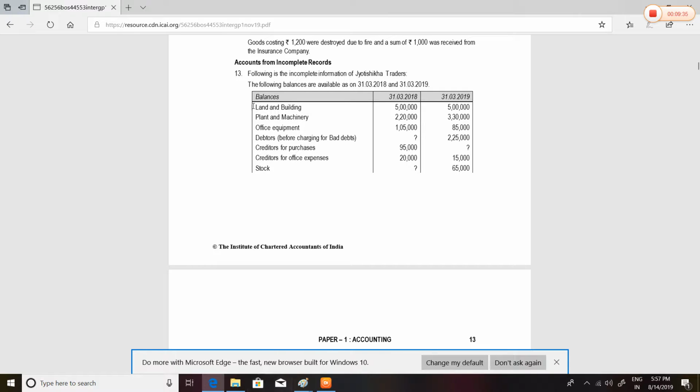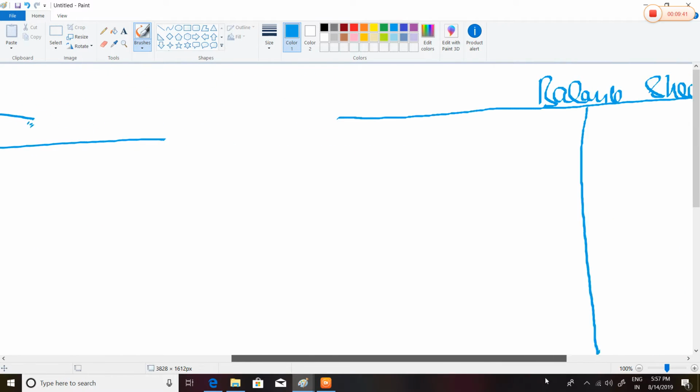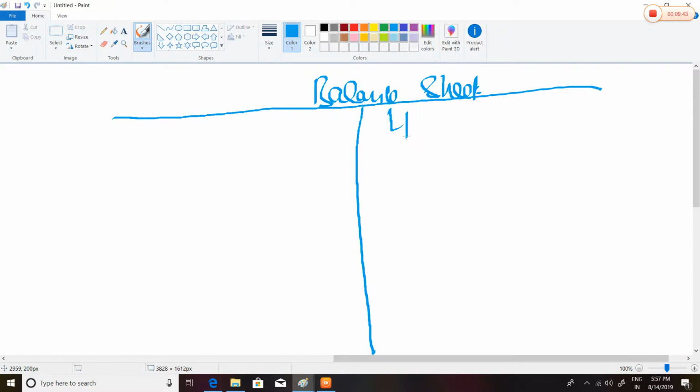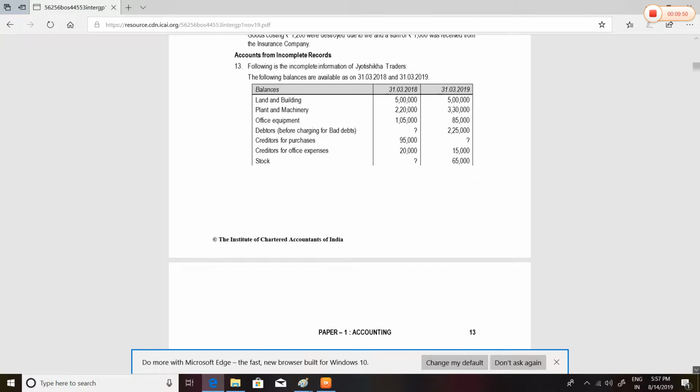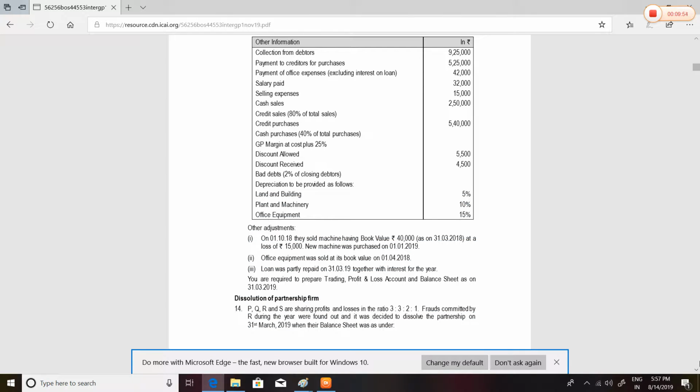See, land and building, 5 lakh and 5 lakh. So that means it will be directly transferred to the balance sheet. Land and building, 5 lakh. Let's see if there is any adjustment for land and building. I think no adjustments are there. No adjustments for land and building.